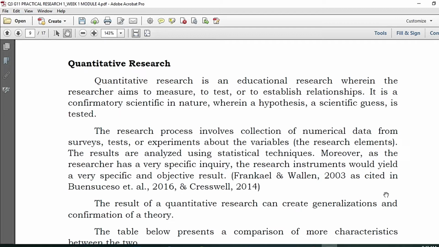Quantitative research is an educational research wherein the researcher aims to measure, to test, or to establish relationship. It is confirmatory, scientific in nature, wherein a hypothesis, a scientific guess, is tested. The research process involves collection of numerical data from survey, test, or experiment about the variables or the research elements. The results are analyzed using statistical techniques. Moreover, as the researcher has a very specific inquiry, the research instruments would yield a very specific and objective result.